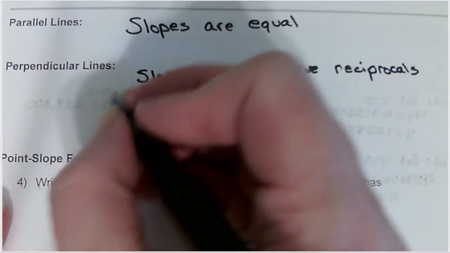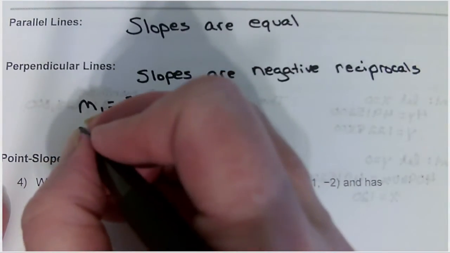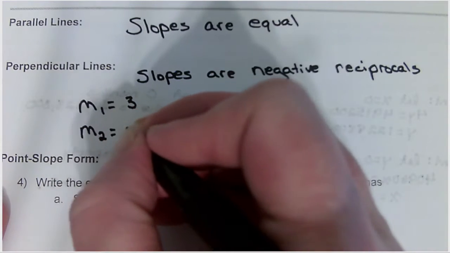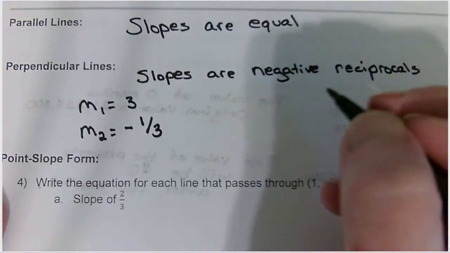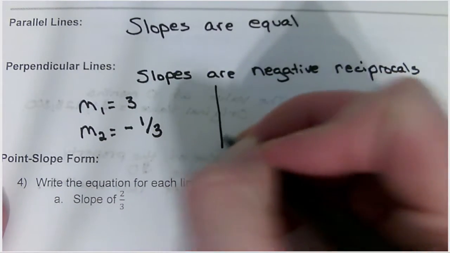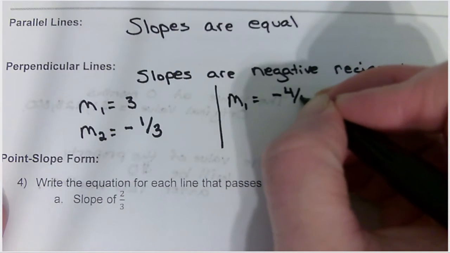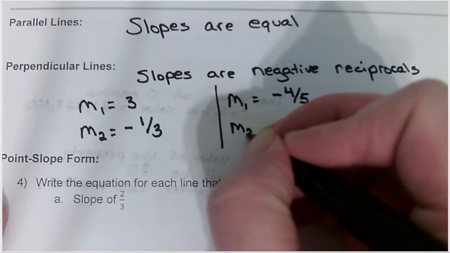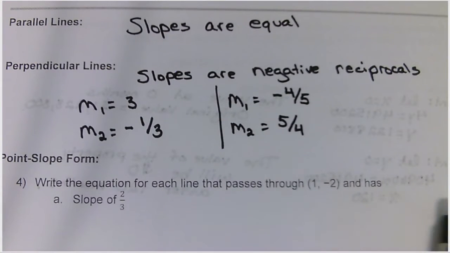In other words, if one of them has a slope of 3, then the other one would be a negative 1/3. If one of them had a slope of negative 4/5, the other would have a slope of positive 5/4. So when we say negative, we mean opposite signs.